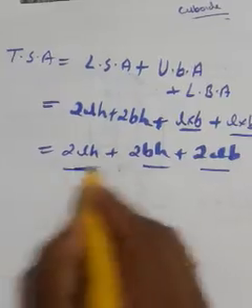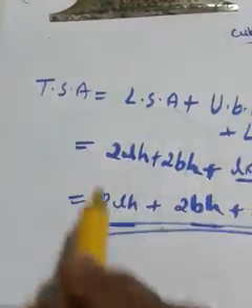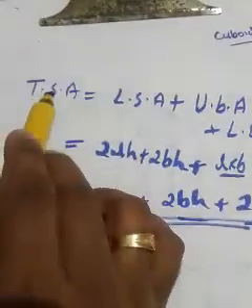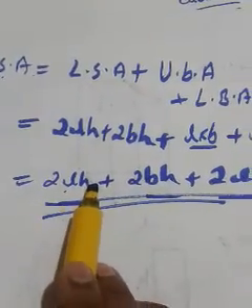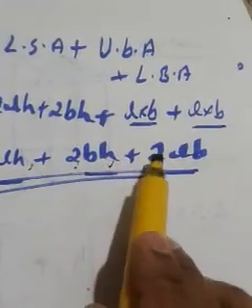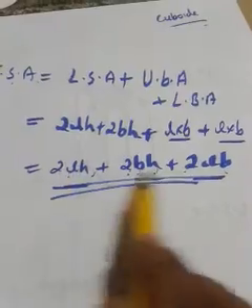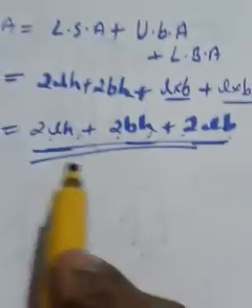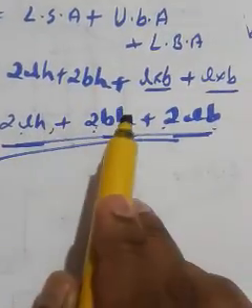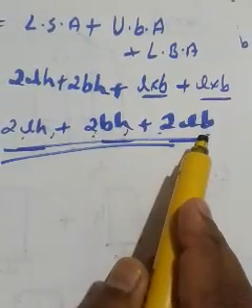2 is common in all three terms, so you can take it outside, no problem. So total surface area is 2LH plus 2BH plus 2LB. This is the formula for calculating the total surface area of a cuboid. 2LH plus 2BH plus 2LB. Are you following me? Okay.